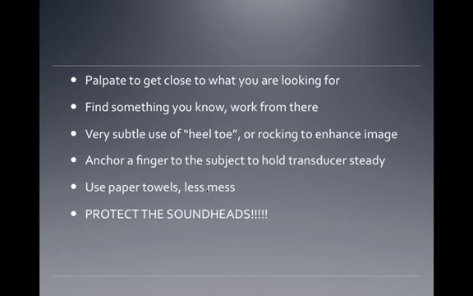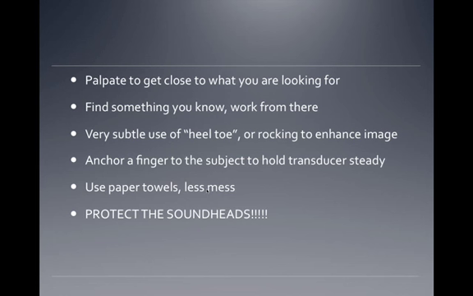All right, so just a couple tips then. You want to palpate to get close to what you're looking for, and find something to work from there. In the case of the shoulder exam, we're going to use that proximal end of the humerus and then work from there. As we look at the subscapularis, you'll be finding the acromion, and so a lot of times you find bony structures, and then look around to see what you find where you're at. So you find a landmark, work from there.